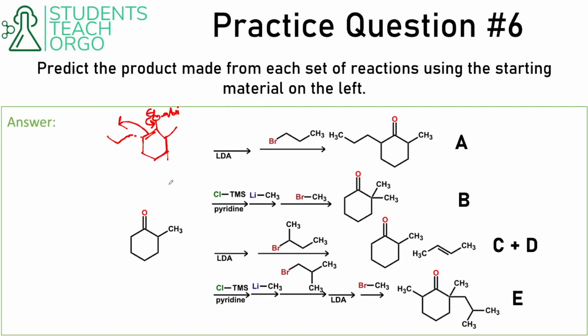Alright, next if we look at B, B is utilizing the other pathway, the Cl, TMS, pyridine, and then methyl lithium, and so that will create the more substituted enolate, which if this is our starting ketone, would look something more like that with the double bond on the other side.